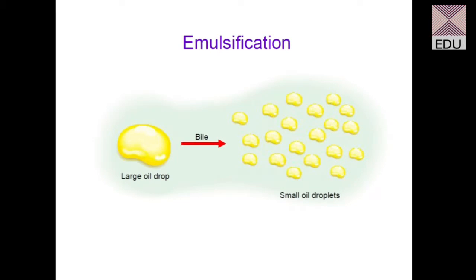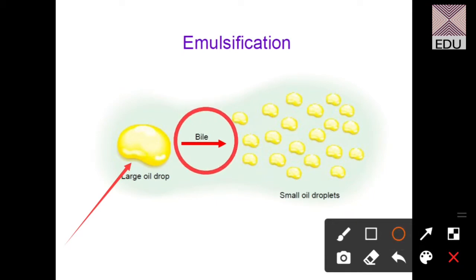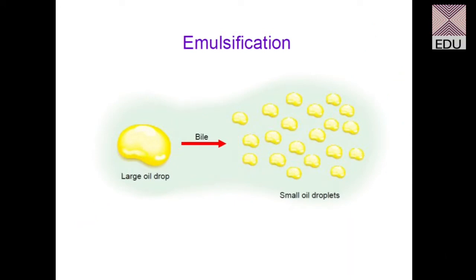So you can very well see, there is a large oil drop over here. So when it is acted upon by the bile, what happens? We get very small droplets, a number of small droplets of fat. So these fat droplets are further broken down with the help of the pancreatic and intestinal lipase to the fatty acids and the glycerol. So these are the end products of the fat digestion.